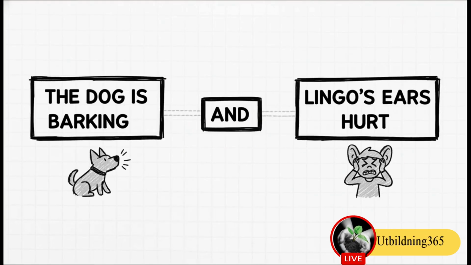And what's cool is you can build bigger sentences by connecting two of these main clauses together. You just use little connector words like and or but. So here, the dog is barking is one complete thought. And Lingo's ears hurt is another. We just stick them together with and to create a more detailed picture.